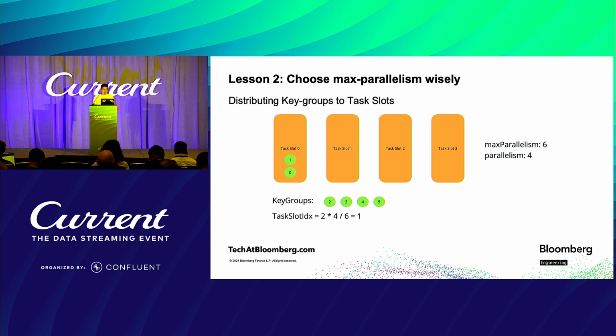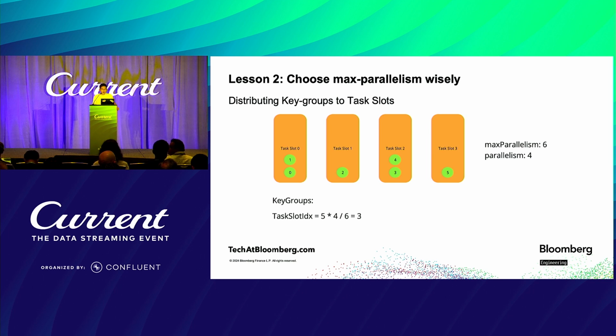Similarly, we can do the same thing for key group 2. The task slot index of key group 2 is equal to the key group index 2 times the configured parallelism, which is 4, divided by the configured max parallelism, which is 6. So 2 times 4 divided by 6, doing integer division, will give us 1. This basically means our key group 2 will be assigned to task slot 1. If we keep following this process and doing this operation for the rest of the key groups we have, we will end up with a distribution that looks like this.